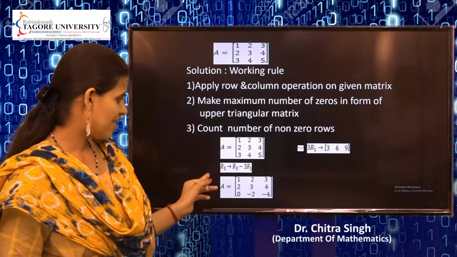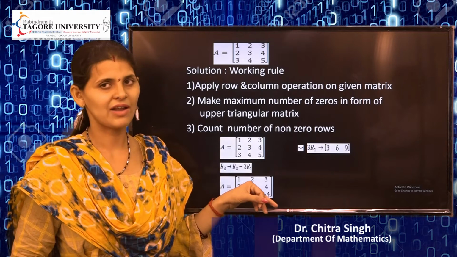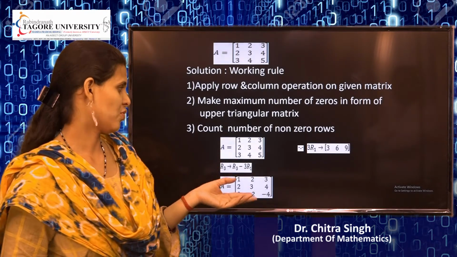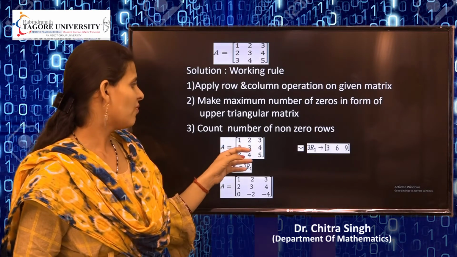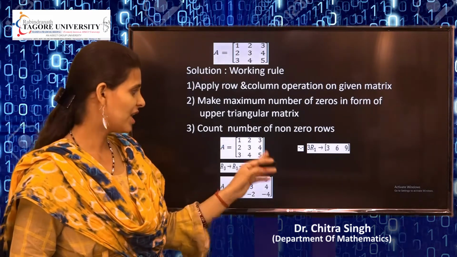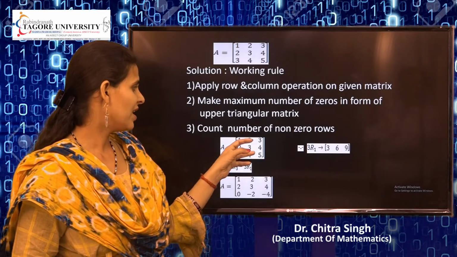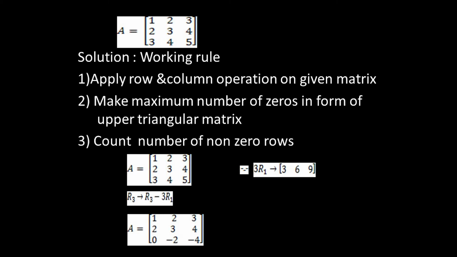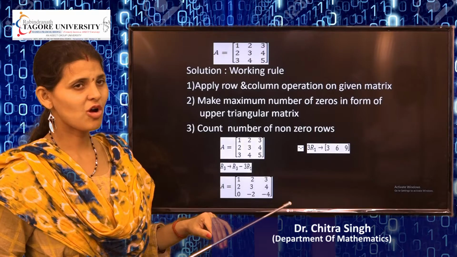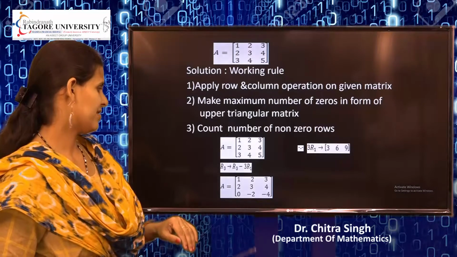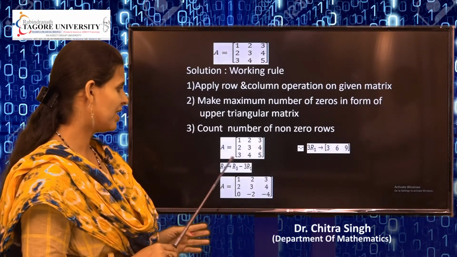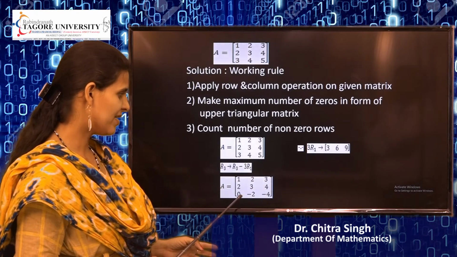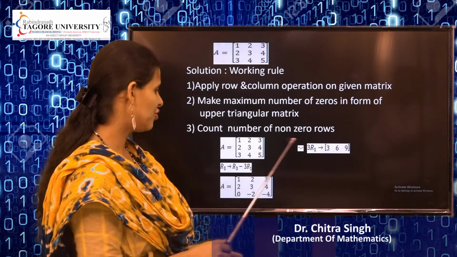So R3 tends to R3 minus 3R1. 3R1 means you multiply R1 by 3. The row R1 is 1 2 3, so multiplying by 3 you get 3R1 equals 3 6 9. So then you subtract. R3 tends to, which means the change is obtained only in R3. So R3 minus 3R1: 3 minus 3 you get 0, 4 minus 6 you get minus 2, 5 minus 9 you get minus 4.